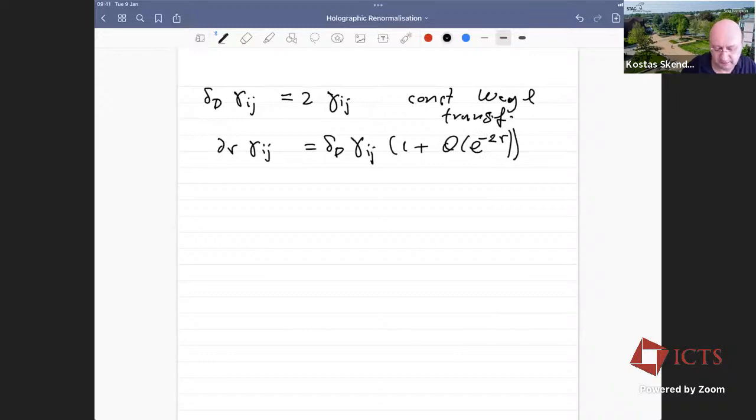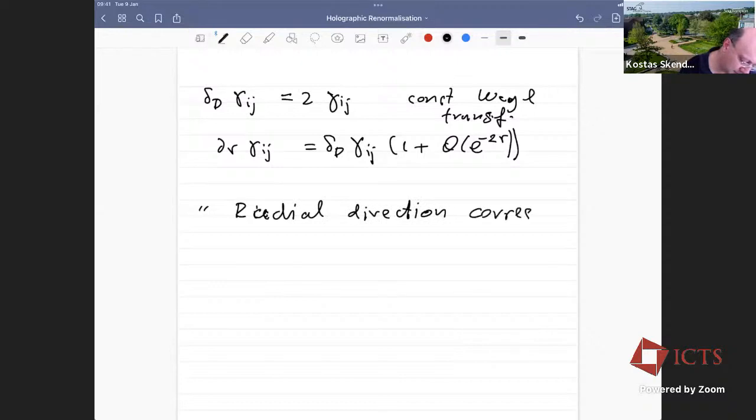This is a property of these general metrics, and it means that you can use this dilatation operator in order to organize your computations in a covariant fashion. This also geometrizes the renormalization group flow. This goes with the slogan that the radial direction corresponds to renormalization group transformations, to a renormalization group scale.